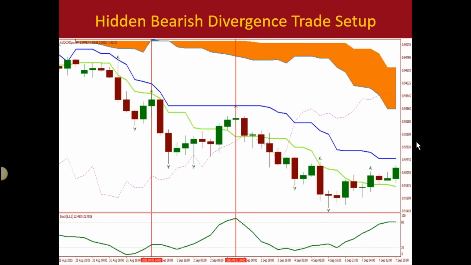So here we look, you could see here's the bull fractal, and we made a lower bull fractal as price was trending to the downside. Price found a resistance level. So we had our level, right? So the first thing we really need is a level.